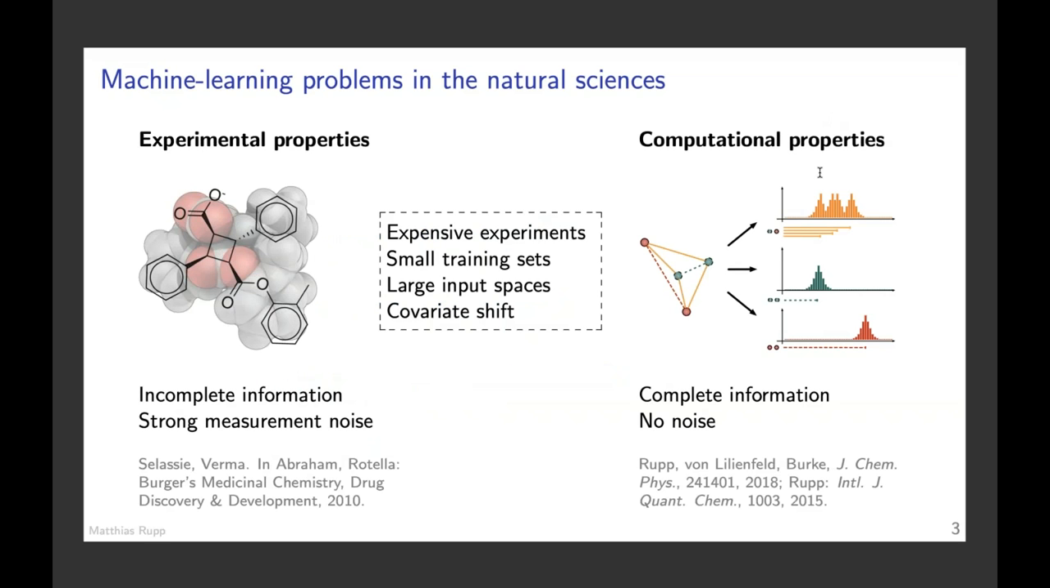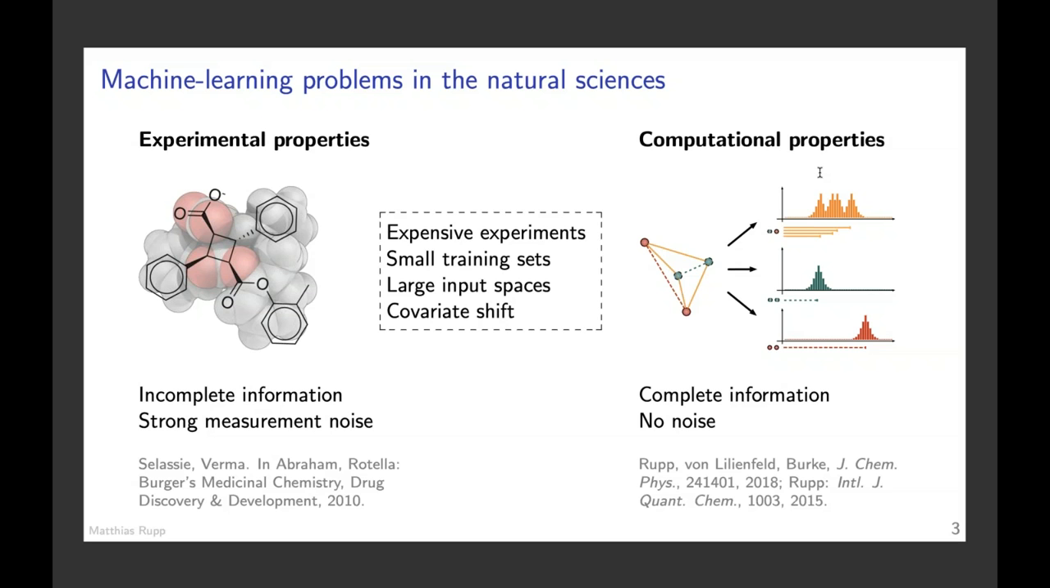So if we are talking about machine learning models for molecules and materials, there are two realms there, let's say. One is experimental data and one is computational data. And I want to talk a little bit about those two. First, what they have in common. Labeling, so determining, for example, properties of molecules and materials is expensive.